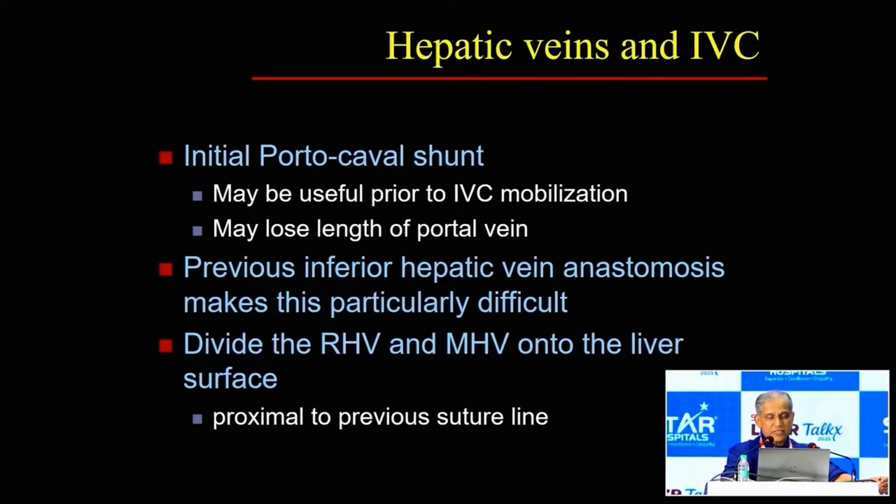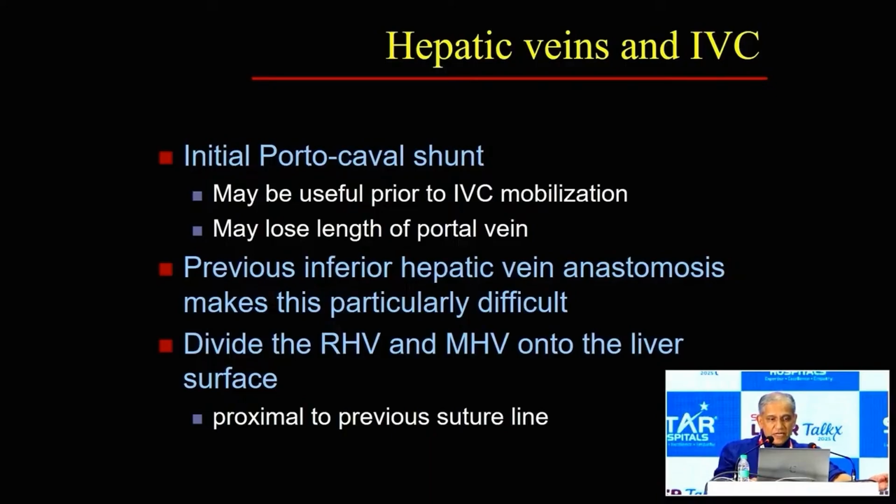Now, hepatic veins and IVC, again, usually may not be as difficult unless there was a previous inferior hepatic vein anastomosis. In that case, that dissection will be difficult. Or if the first was a DDLT where a complete caval resection was done, that also will be difficult. At that particular point, it may be useful to go for a portocaval shunt because that will actually reduce the size of the liver and give a lot more mobility to lift the liver up. But then, of course, you may lose a length of portal vein for the later anastomosis.